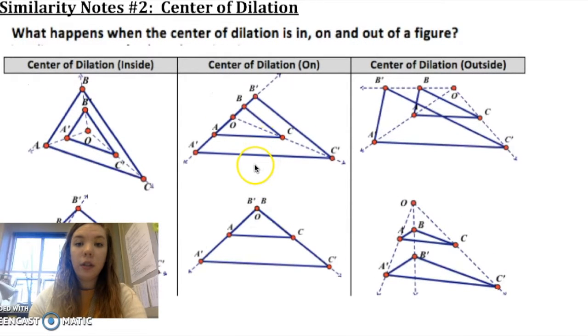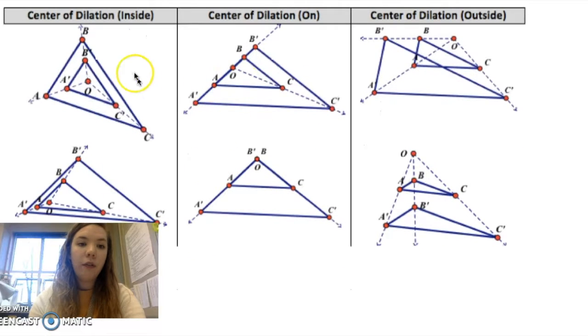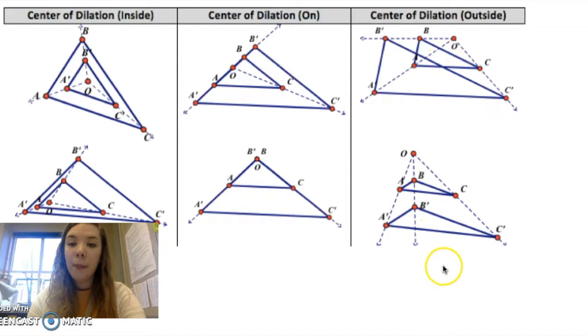If your center of dilation is on a side of your figure, then the side of your image and pre-image should be lined up. So instead of kind of floating in the middle, it's actually connected to a side. If it's outside of your figures, they might still overlap a little bit, but more often than not, they are separate from each other.